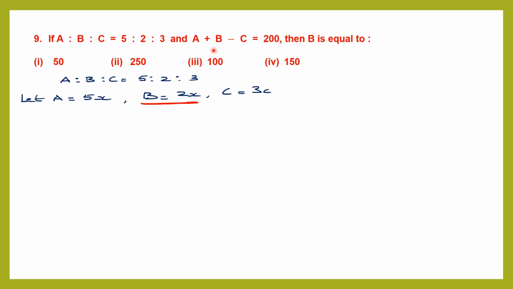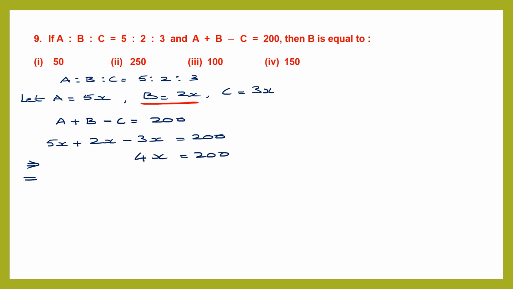Now let's go back to the equation here. It says A plus B minus C is equal to 200. So let's write that down. A plus B minus C is equal to 200. Now we're going to substitute A with 5x, B with 2x and C with 3x. So 5x plus 2x minus 3x is equal to 200. Let's work this out. 5 plus 2 is 7, 7 minus 3 is 4. So that means 4x is equal to 200.